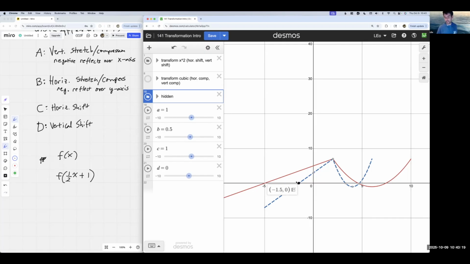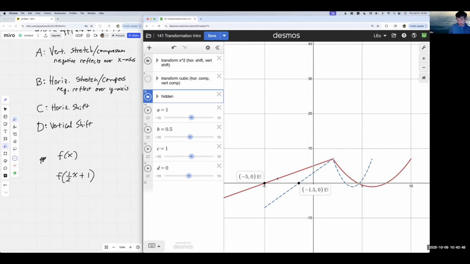So if I started with this point, -1.5, and first I did my horizontal stretch, it would end up twice as far away, right? So negative 1.5 would go to negative 3. And then I would shift one more unit. So we'd end up at negative 4. But that's not where we ended up. We ended up at negative 5.